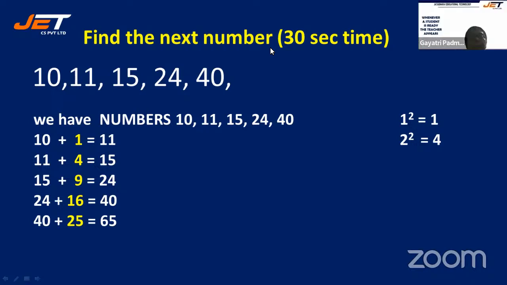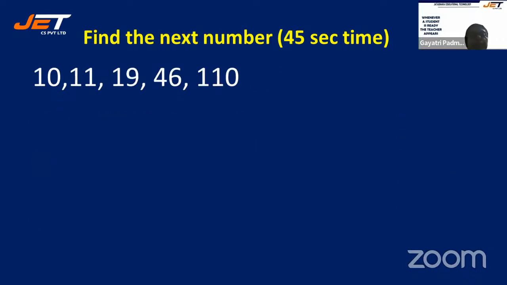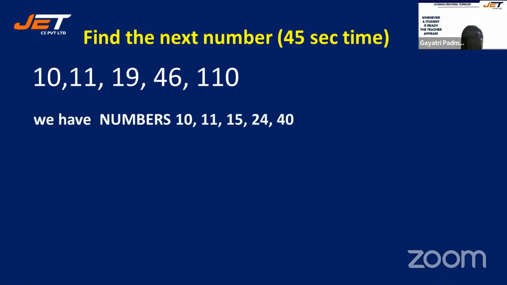All right, students. Let's move on to the next number. Yes, it follows 1 square, 2 square, 3 square, 4 square, 5 square. See the next number. We have 10, 11, 19, 46, 110. Now let's find the relation between the first and the second number. What is the relation between 10 and 11? It is 10 plus 1.